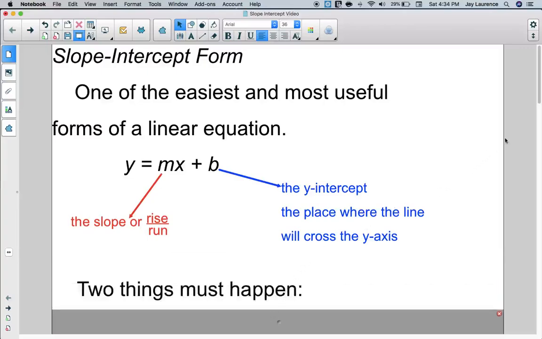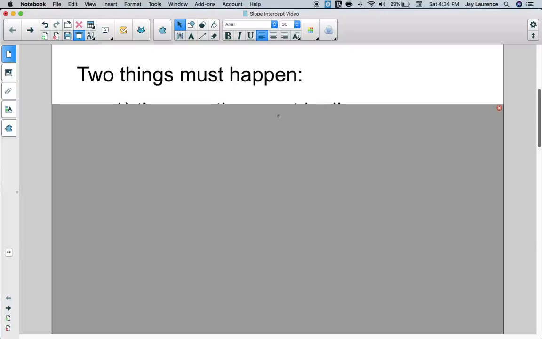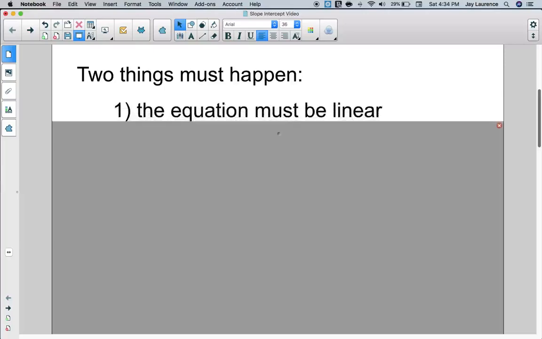Okay? Now, to be in slope-intercept form, two things must happen. Do you know what they are? See if you can answer before I reveal them. Go ahead, see if you know. Okay, go ahead. Number one, the equation must be linear.